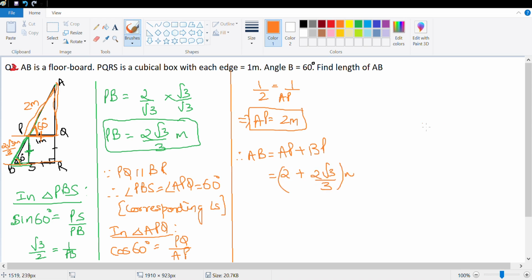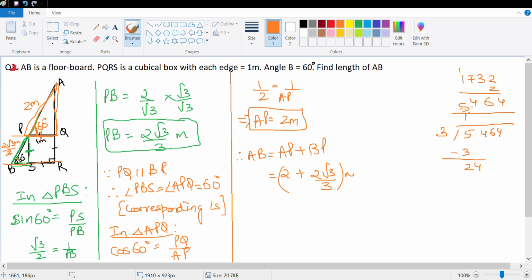Let's do this multiplication. So this would be 2 into root 3, that's 1.732 multiplied by 2, which is 3.464, plus 2 gives 5.464, 3 decimals, and 5.464 divided by 3.